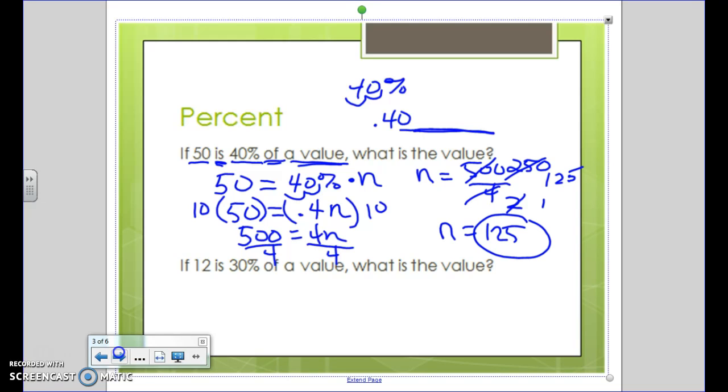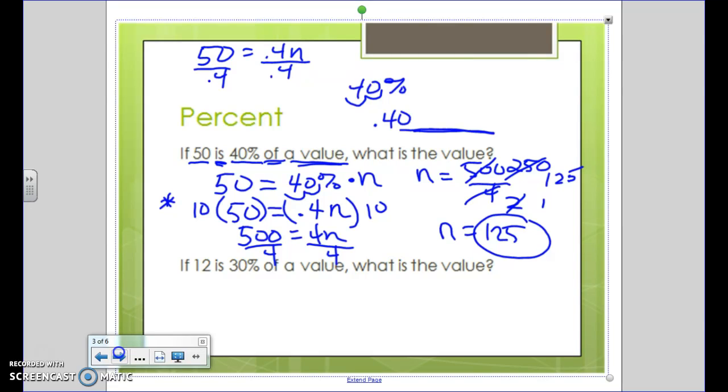You could also start with the equation 50 equals 0.4n and just divide both sides by 0.4. But if you're not using your calculator, I think the more appropriate way would be the strategy to multiply both sides by 10 to move the decimal out of the way.